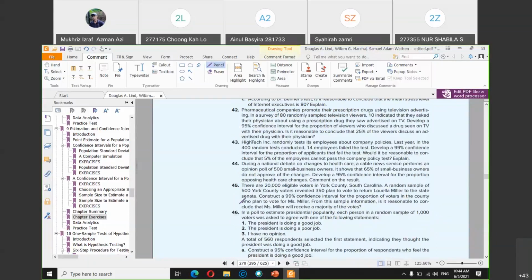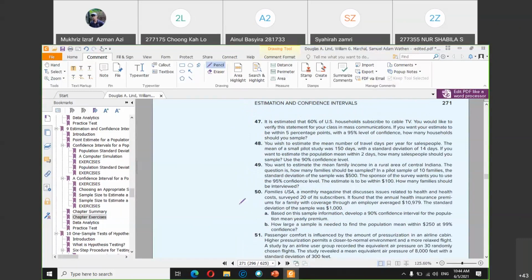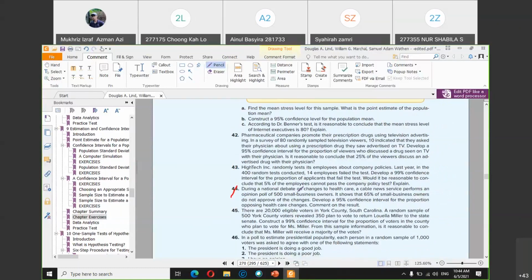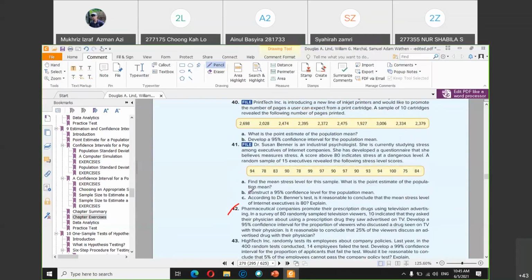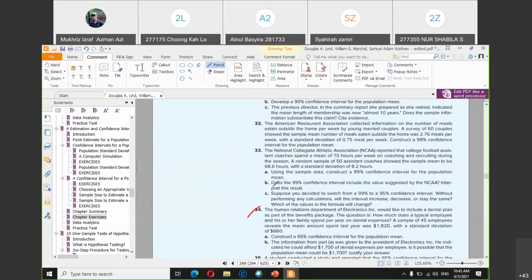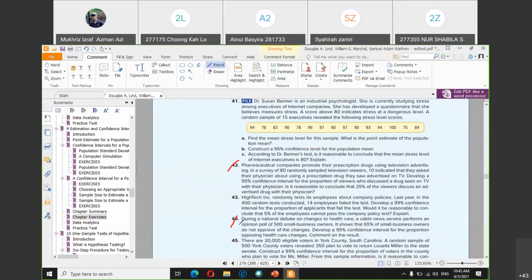So for the proportion, question 44, this is on the proportion, and also 42. I think that should be it. 42, 44. The first three questions are all the T distribution: 28, 30, 34. And then 42 and 44.